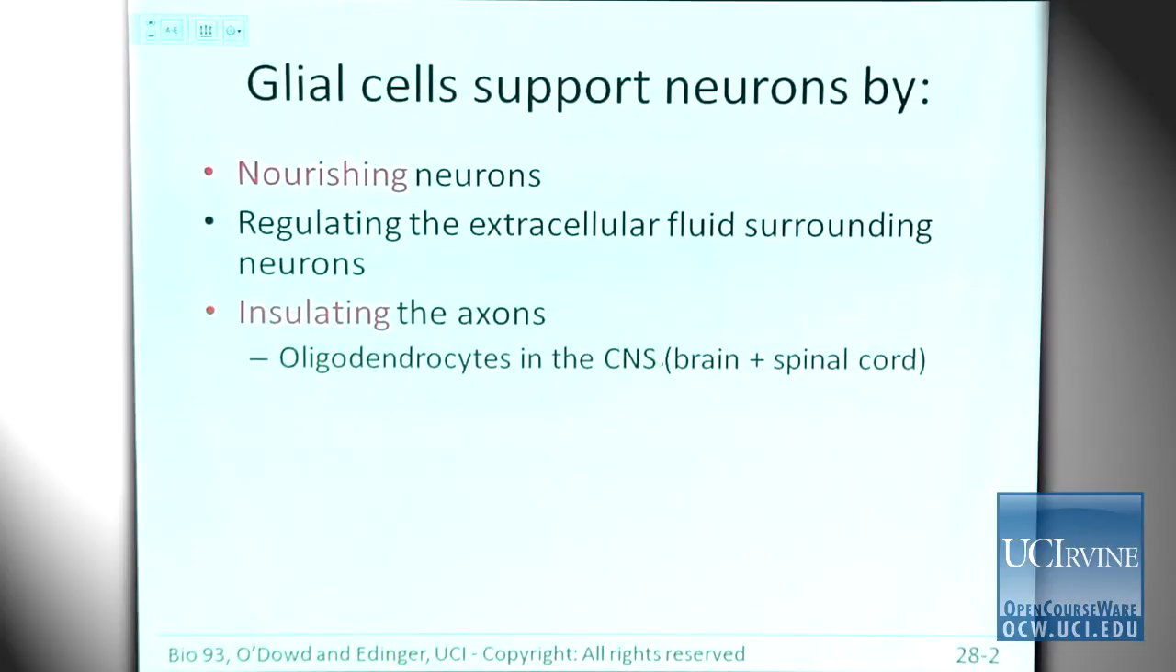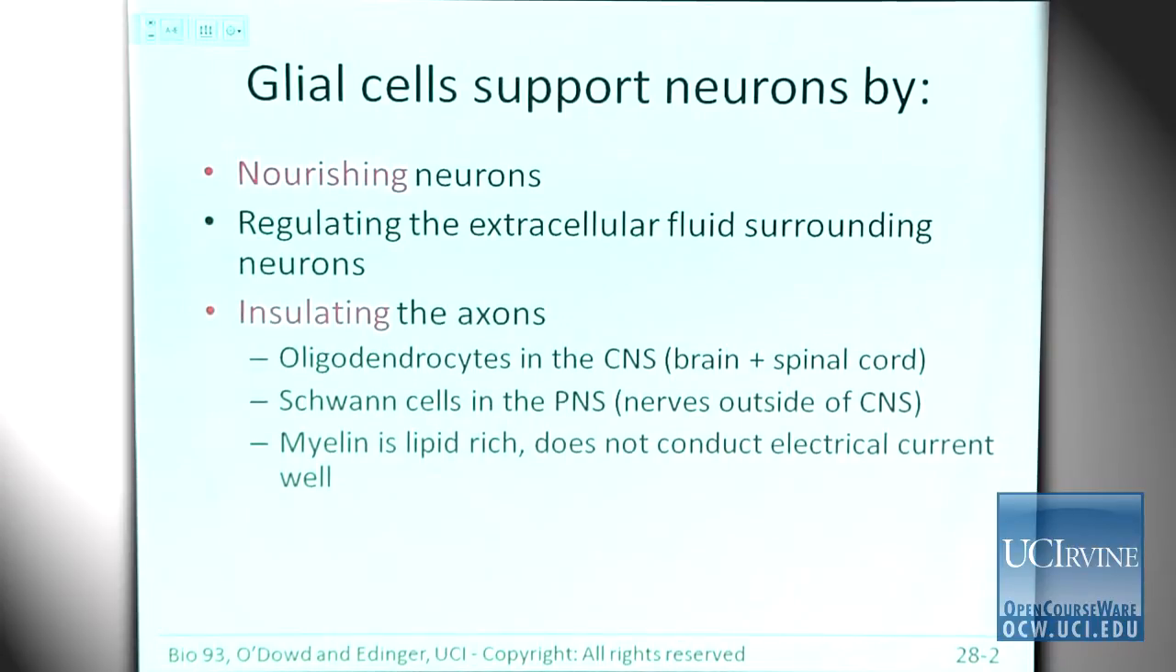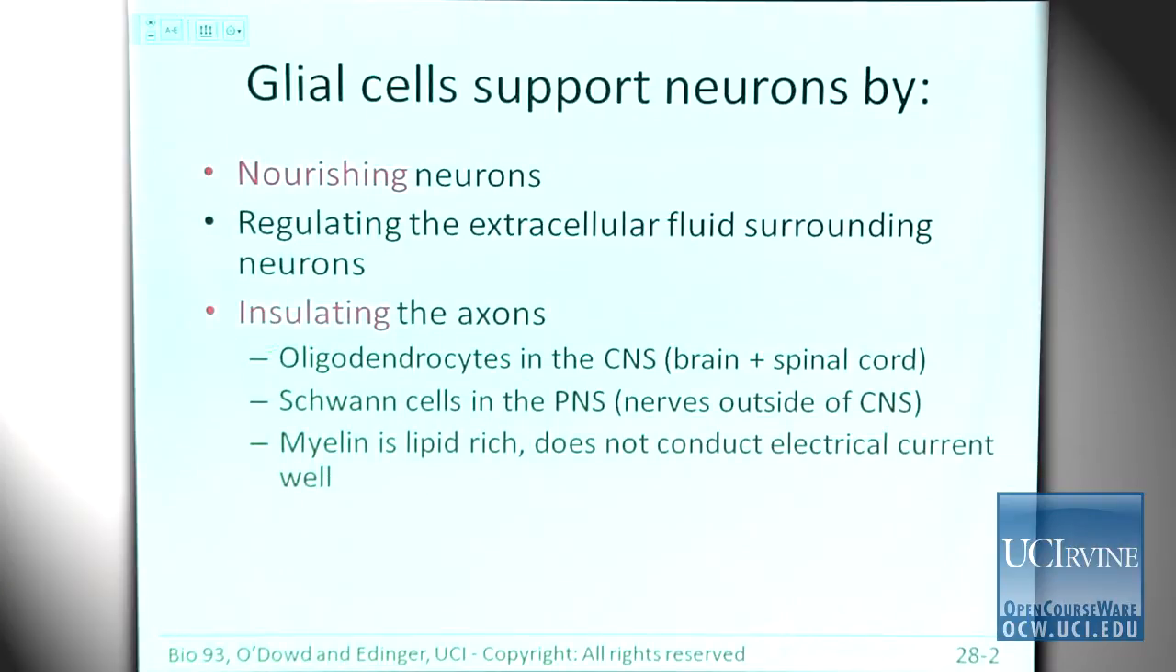So in the central nervous system, or CNS, which is composed of the brain and the spinal cord, you have oligodendrocytes that are forming the myelin. While in the peripheral nervous system, these are the nerves that are outside of the CNS, Schwann cells are forming the myelin. Myelin is that cell wrapped around the axon, so it's many layers of cell membrane, which are very rich in lipid. And lipid does not conduct electricity well. So because they're poor conductors, these cells make very good insulators, and they don't let the electric current leak out of the cell.